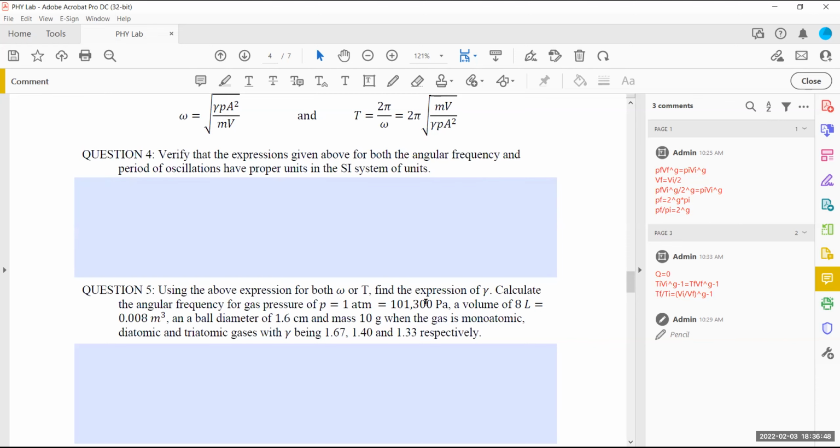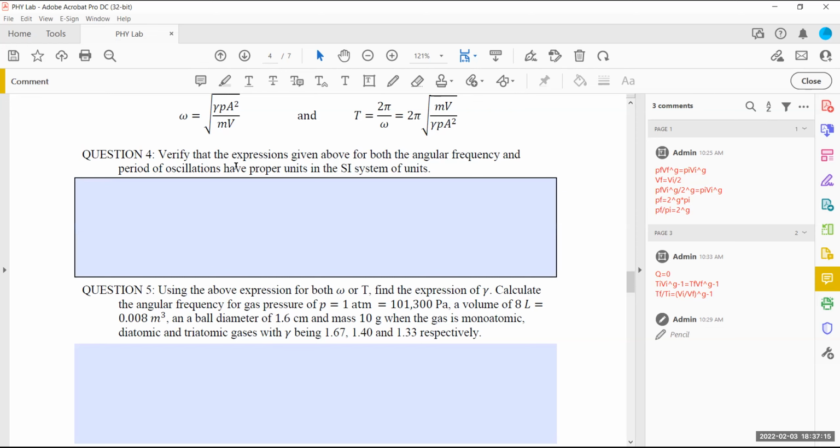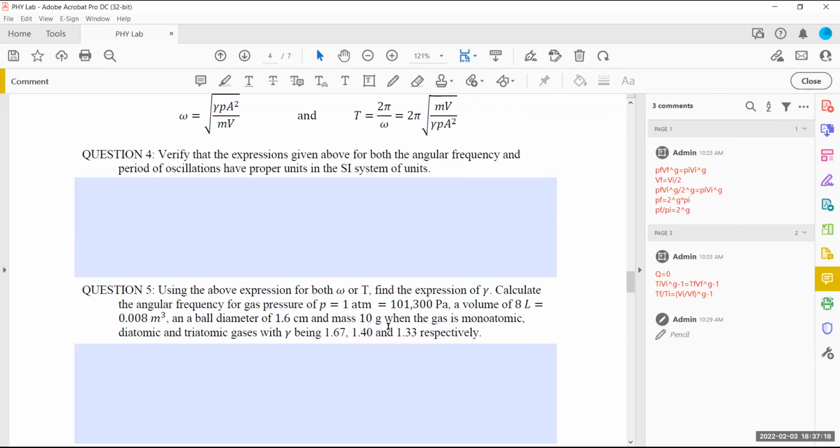So we're going to solve this equation for gamma and calculate the angular frequency for pressure that is 1 atmosphere, or 101,300 Pascal, and a volume of 8 liters, which is 0.008 cubic meters, and a ball of 1.6 centimeters. So the volume is 4 pi over 3 times this radius, which is 1.6 divided by 2, which is 0.8 centimeters. Convert the centimeters to meters to find the volume in cubic meters, remember? And a mass of 10 grams. So you have m, which is 10 grams.